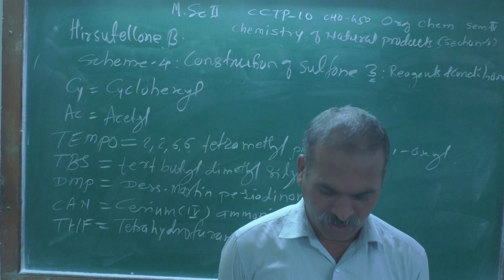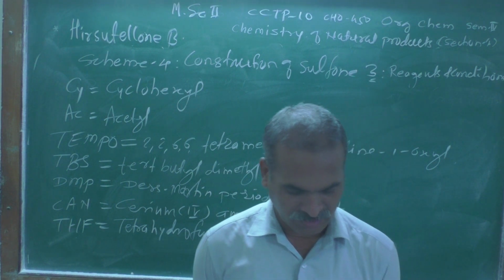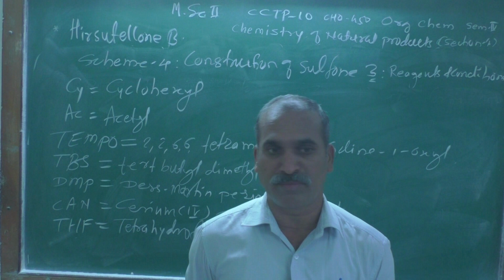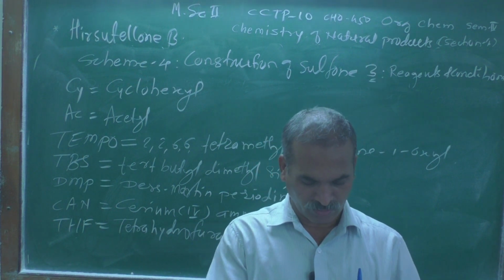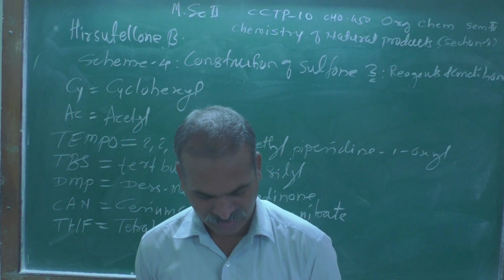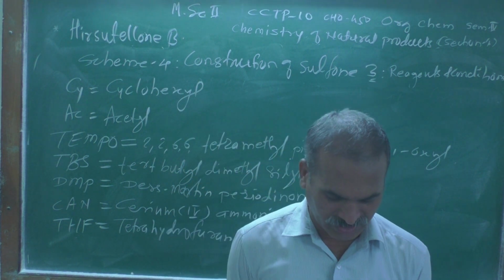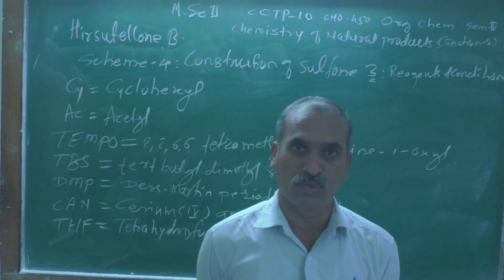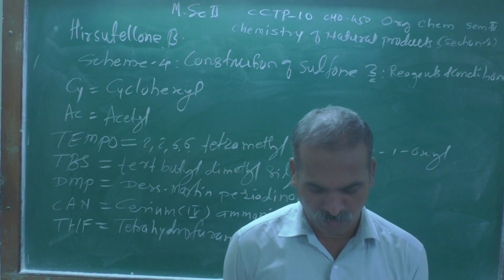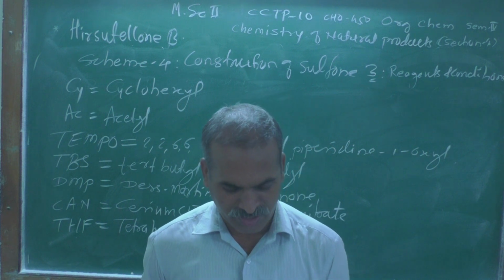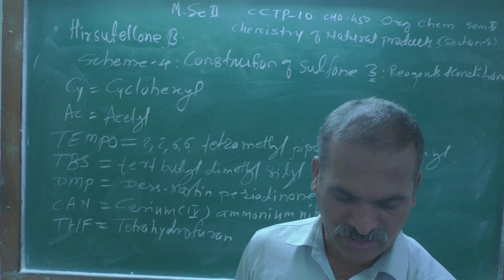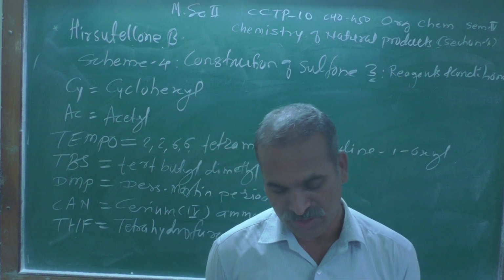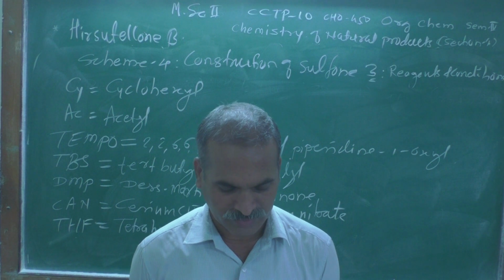Treatment of the iodothioacetate 15, structure number 15, with NaOMe in THF-methanol 1:1, meaning equal amounts of the mixture, at ambient temperature, and then oxidation of the resulting macrocyclic sulfide with H2O2 and Na2WO4, W stands for tungsten, furnished the targeted macrocyclic sulfone 3, which we have discussed in scheme number 4, in 79% overall yield for the 2 steps.